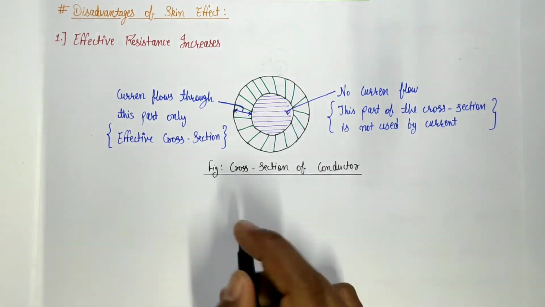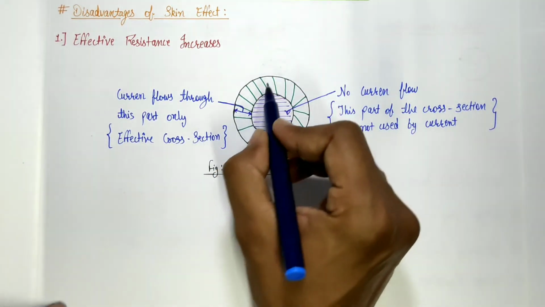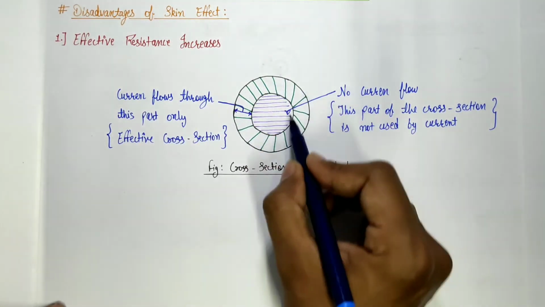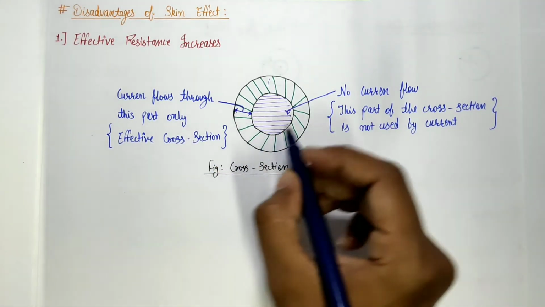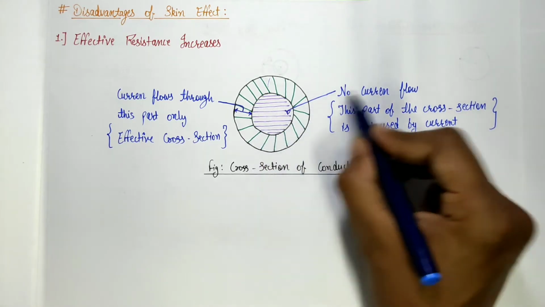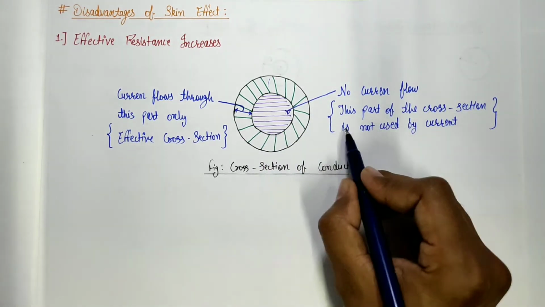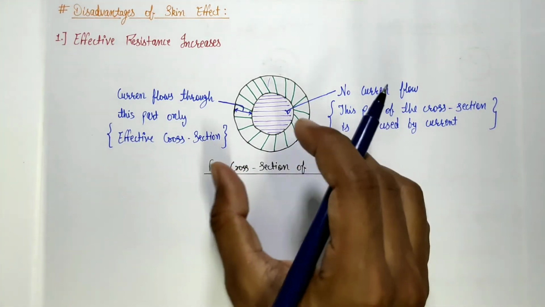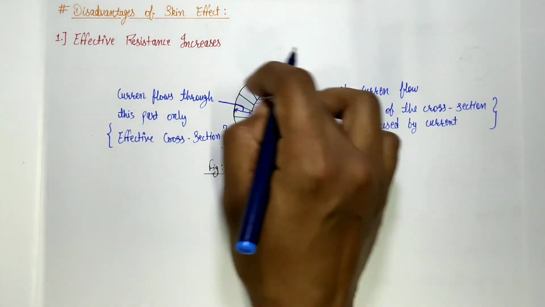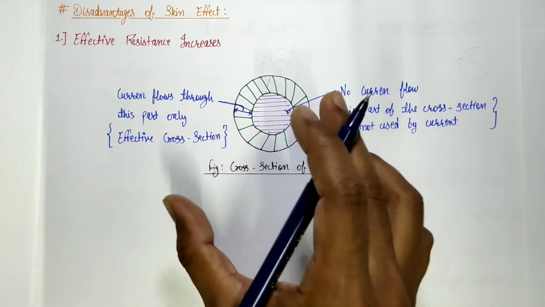So as you can see here in this figure, due to skin effect, most of the current is flowing over the surface of the conductor, over this part only, and in this part no current is flowing. So this part of the cross section is not used by the current, so this part is wasted. Due to this what happens, guys, is that the effective cross section area of the conductor reduces.